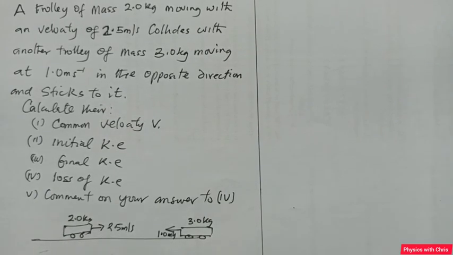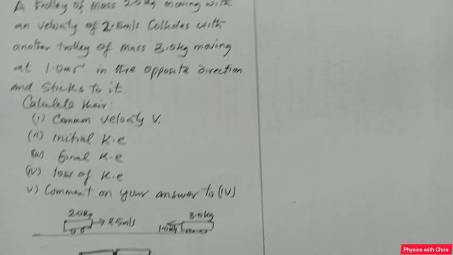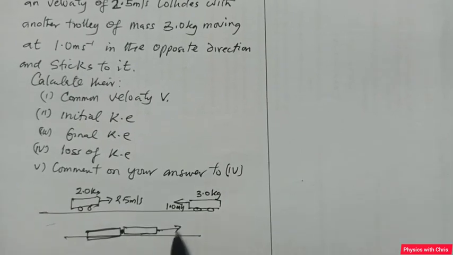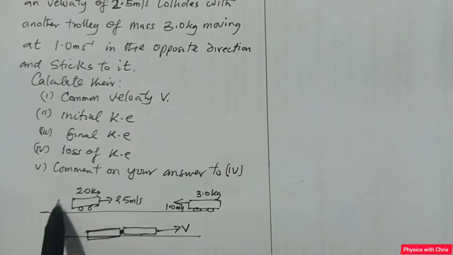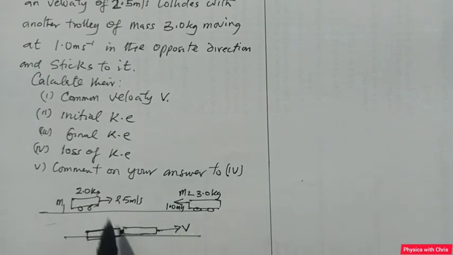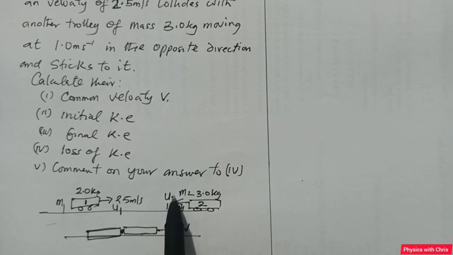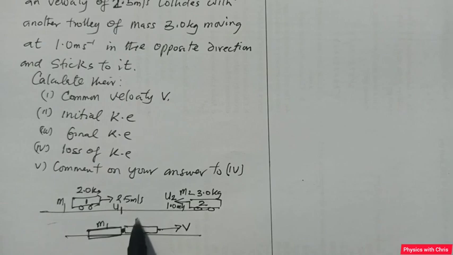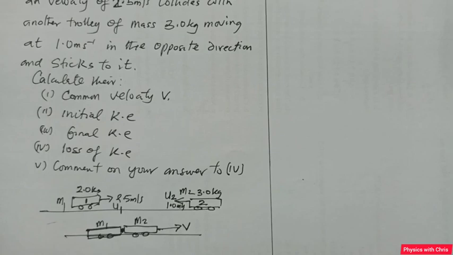After the collision, let's say there's a means of providing glue so that after the impact, the two trolleys glue to each other and they move off in one direction. We don't know whether they move together to the right or to the left, with a common velocity v. Let's call this one m1, and this one m2. The initial velocity of the first trolley, trolley 1, let's call u1. The initial velocity of trolley 2, I call u2. Of course, my u2 is 1 meter per second. After the impact, let's assume they move in this direction along the positive x-axis.